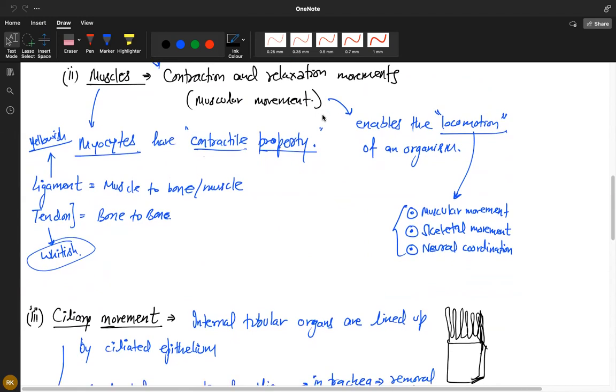So this comes under the category of contraction and relaxation movements, also known as muscular movements, where the thing which is moving stays at the same place, but it makes the whole organism locomote. So through muscular movement, the locomotion of an organism happens, correct?